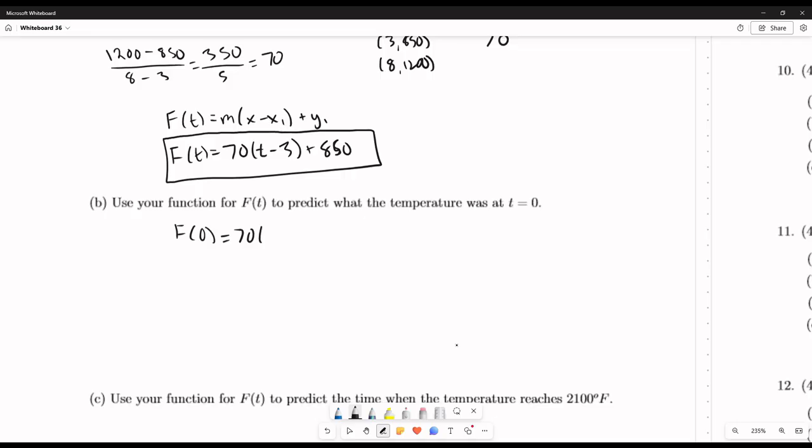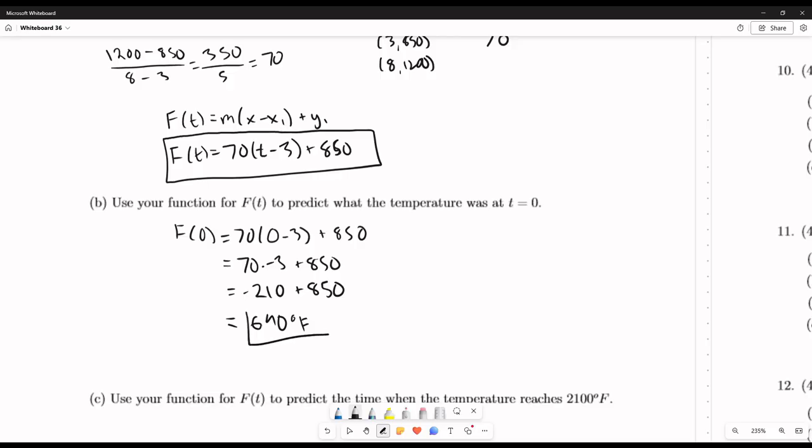Okay, so now I'm going to plug in 0 for t. And when I do that, now I just need to evaluate this. So that's going to be 70 times negative 3 plus 850. That's going to be negative 210 plus 850, which should just be 640. Let's get some units on this. What's F measured in? It's measured in degrees Fahrenheit. So let's put some units there. That's my final answer. And that tells me what the temperature was when we started all this.